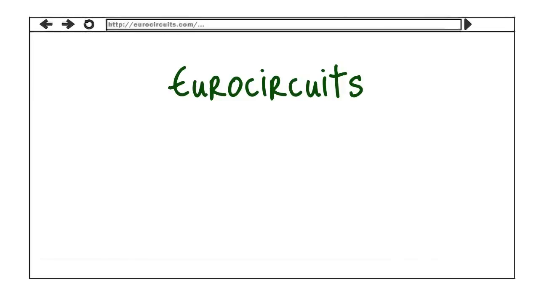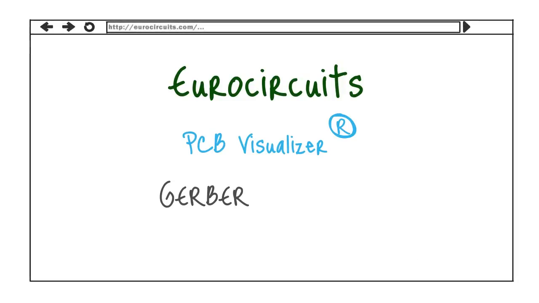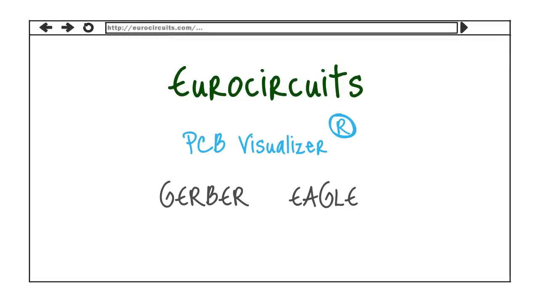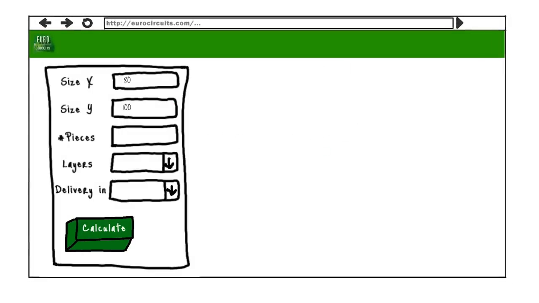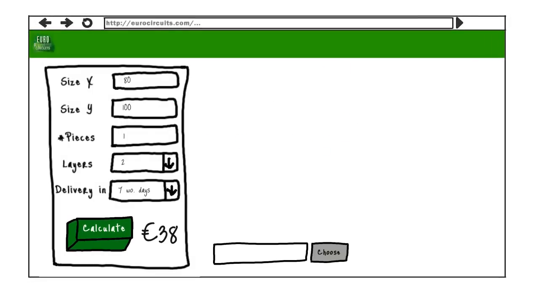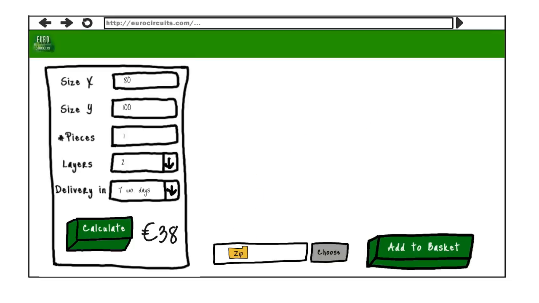Eurocircuits developed a tool called PCB Visualizer that lets you verify your Gerber files or Eagle files before you place your order. All you have to do is calculate the price for the boards you need, attach your Gerber or Eagle data, and add your job to the shopping basket.